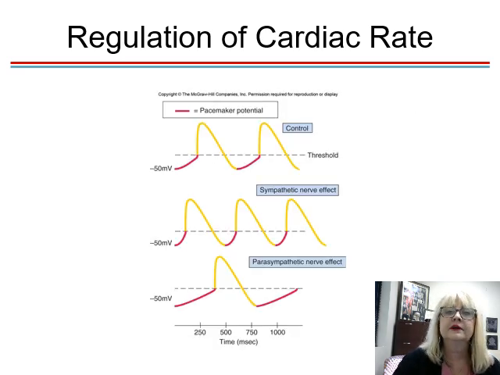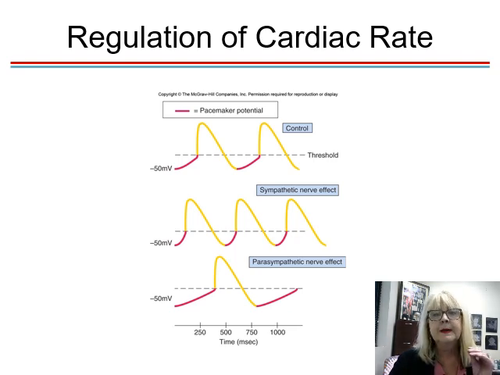The effect of the autonomic nerves on the pacemaker potentials in the SA node. The heart's rhythm is set by the rate of spontaneous depolarization in the SA node, and this depolarization is known as the pacemaker potential, and its rate is increased by the sympathetic nerve stimulation and decreased by the parasympathetic nerve inhibition.